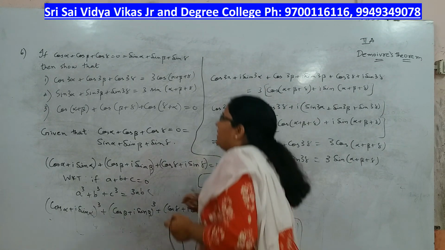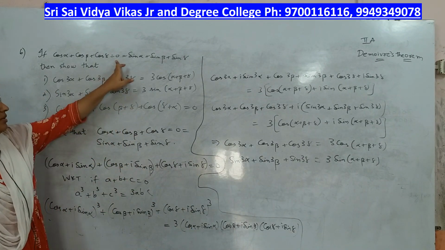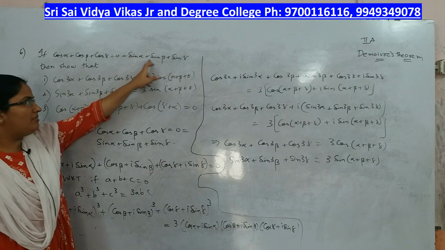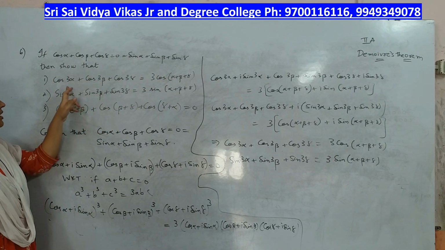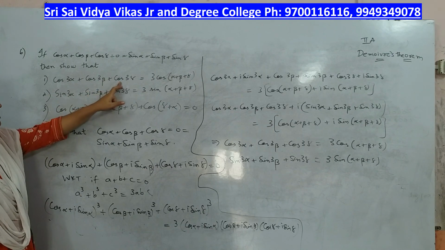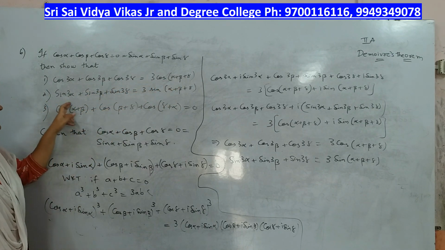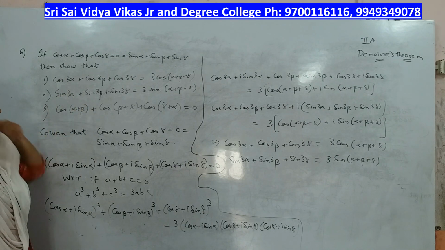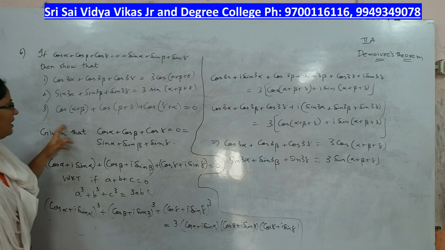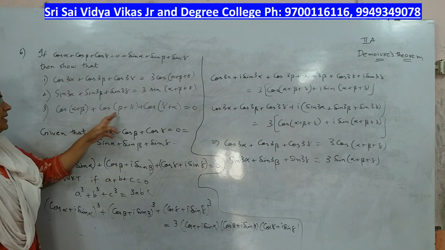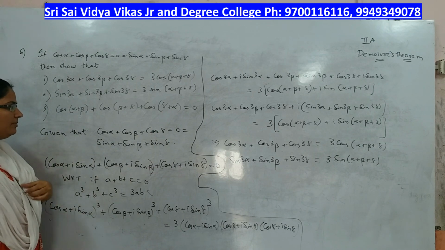Next problem for today: if cos α + cos β + cos γ is equal to 0, that is equal to sin α + sin β + sin γ, then show that cos 3α + cos 3β + cos 3γ is equal to 3 cos(α+β+γ), sin 3α + sin 3β + sin 3γ is 3 sin(α+β+γ), and cos(α+β), cos(β+γ), cos(γ+α) sum is equal to 0.